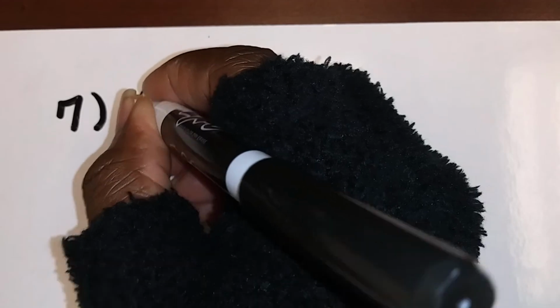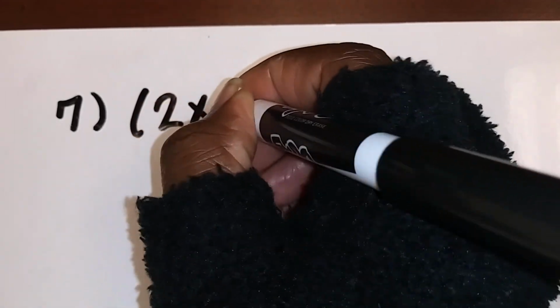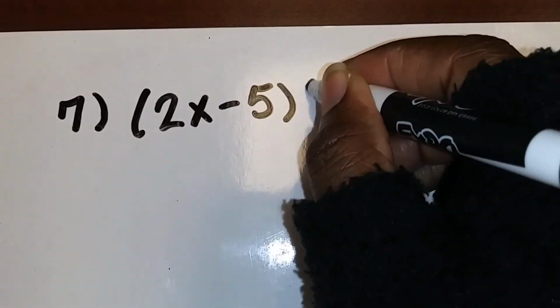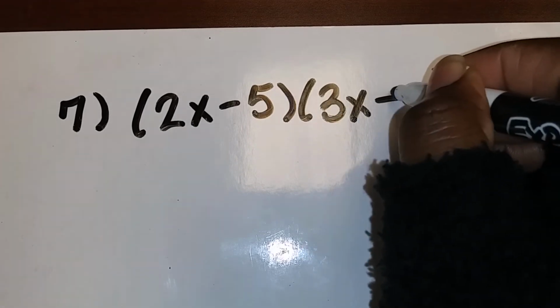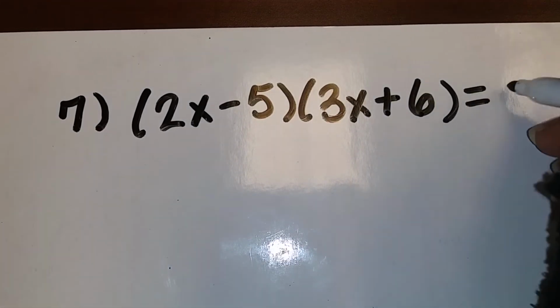Turn to page 351 and let's look at number 7. It says solve. What does solve mean? We know that solve means that we are to get x by itself. So for number 7, I have 2x minus 5 times 3x plus 6 equal 0.